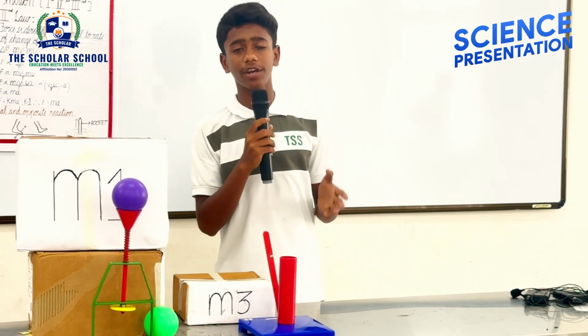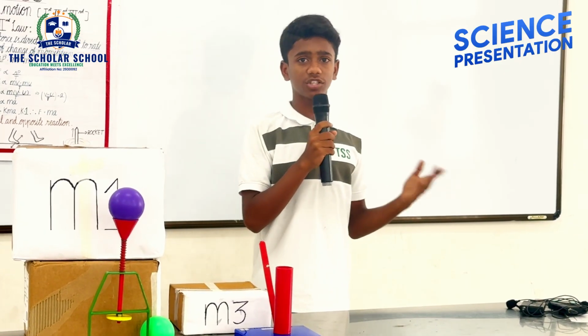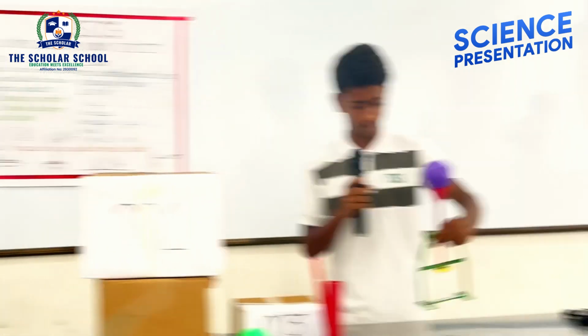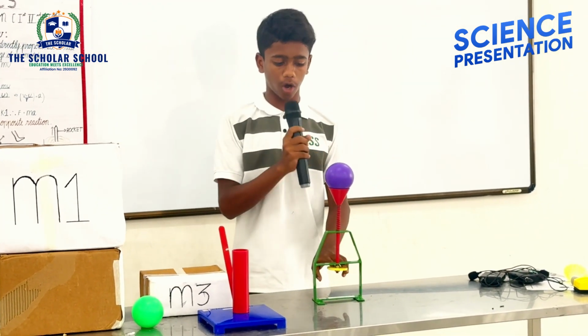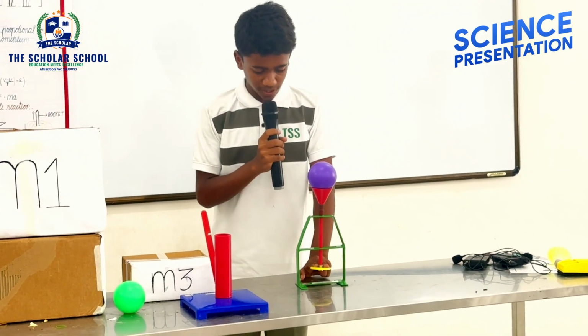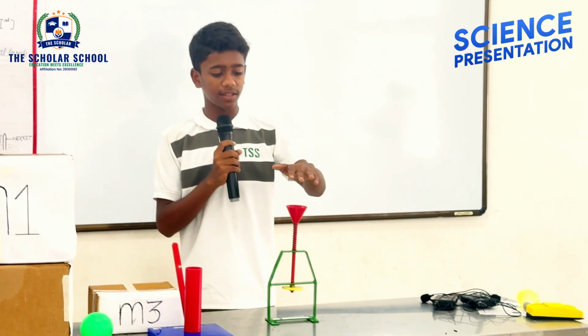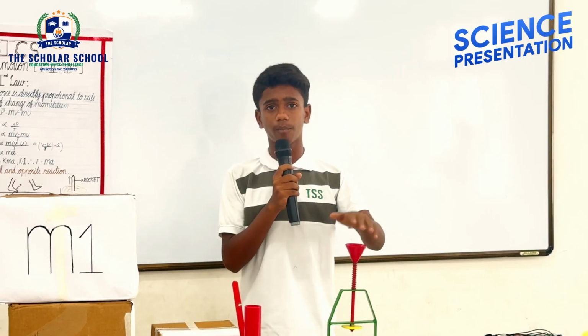The tendency of a body to oppose its change in state of motion to rest is called inertia of motion. For example, here I have a suspended string attached to a ball, and when I compress it and release it, the ball moves upward while the cone stays in position. This is due to inertia of motion.